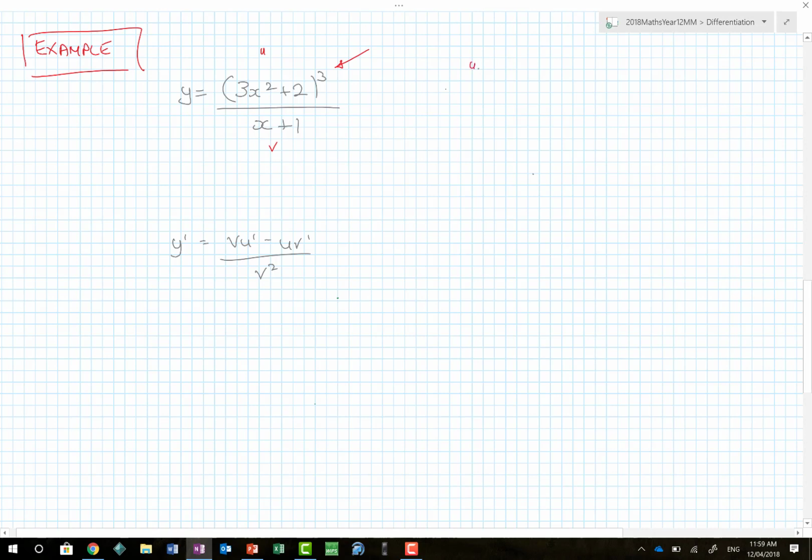All right, so u is equal to (3x squared plus 2) cubed. So u dash becomes equal to, using the chain rule, 3 times (3x squared plus 2) squared multiplied by, and that's going to be 6x. So let's simplify that to become 18x, (3x squared plus 2) all squared. So there's my u dashed. v is equal to x plus 1. So v dashed is equal to 1. That's nice. We like that.